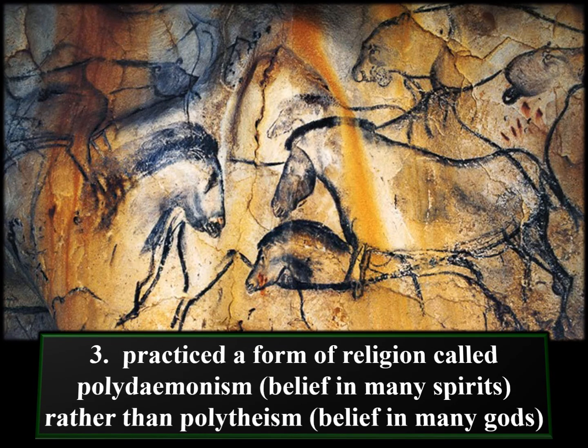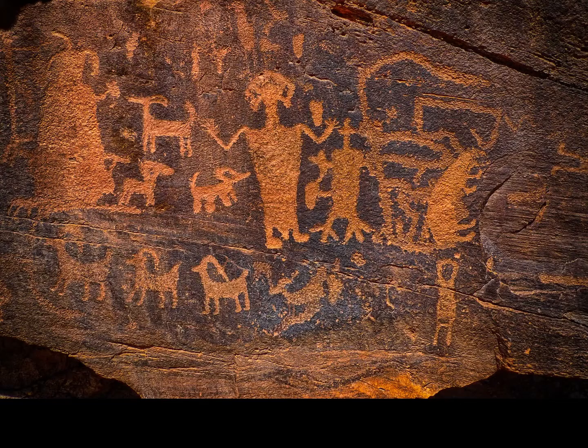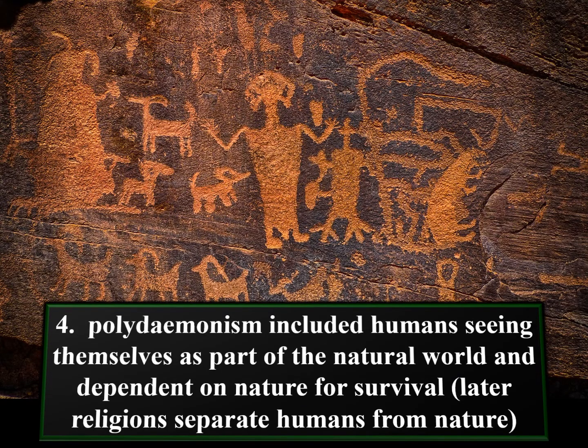Most all of the Paleolithic men practiced a form of religion. Sometimes it's referred to as polydaemonism, which is the belief in many spirits. But eventually we will see the evolution into what we call polytheism, belief in many gods. Polydaemonism, spirits. Polytheism, gods. Polydaemonism included humans seeing themselves as part of the natural world and dependent on nature for survival. Later religions separated humans from nature.